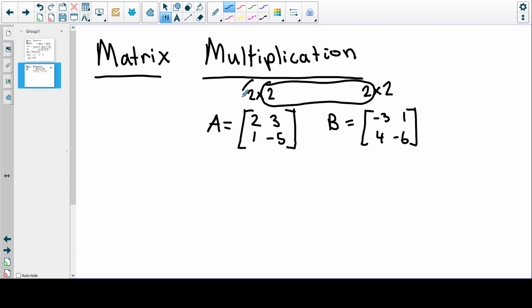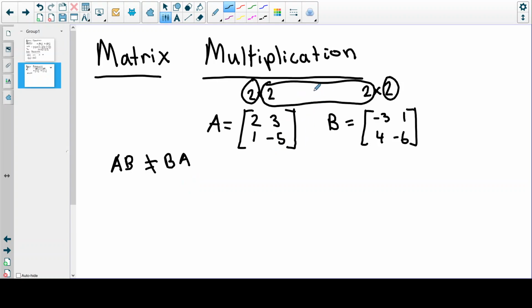Your result is going to be the outer two terms. So that's going to be the row of the result. This is going to be the column of the result. Now, remember, this is very key, the order does matter. So A times B is not equal to B times A. That's a huge difference between multiplication in the real number system and multiplication in the matrix system. The order does matter. And you can sort of see that this rule only works if the order does matter.